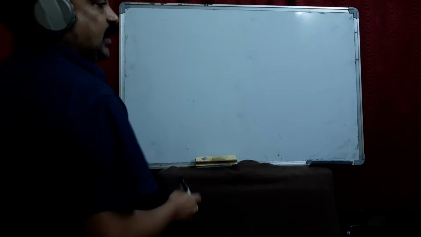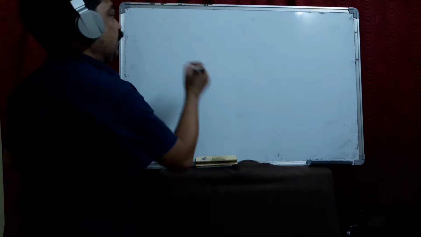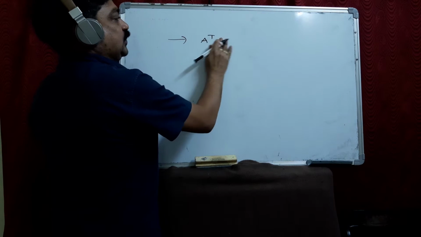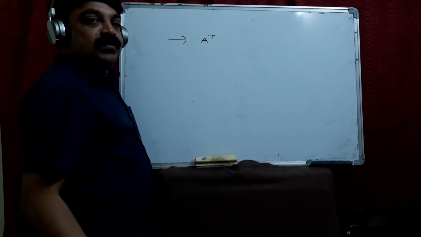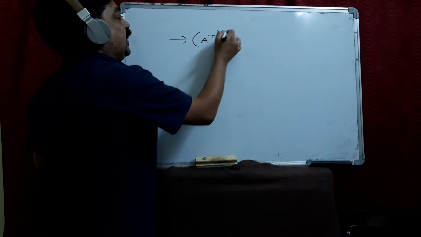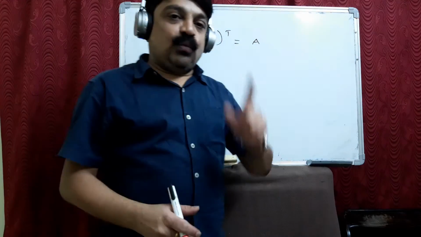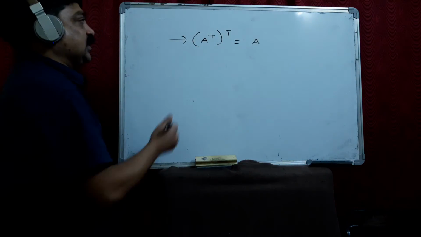See, now let us write some properties of a transpose of a matrix. The property says, when you take A transpose, the rows and columns will be interchanged. When you take double transpose, you will get the same matrix. Is it right? See, once the rows become columns, again the columns become rows and the rows become columns. So you will get the same matrix itself.